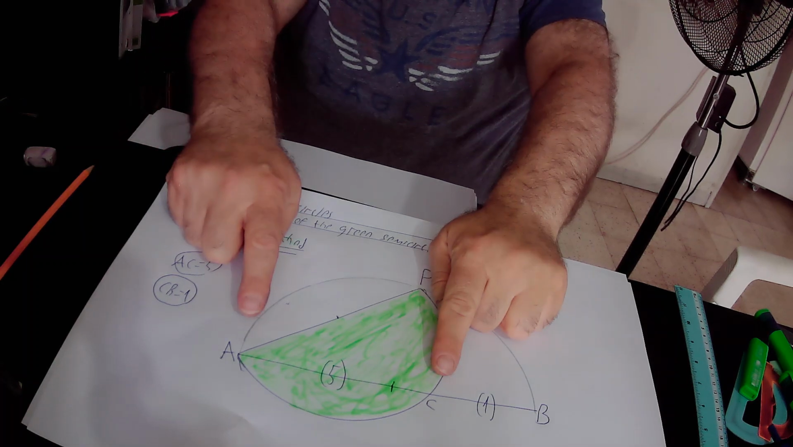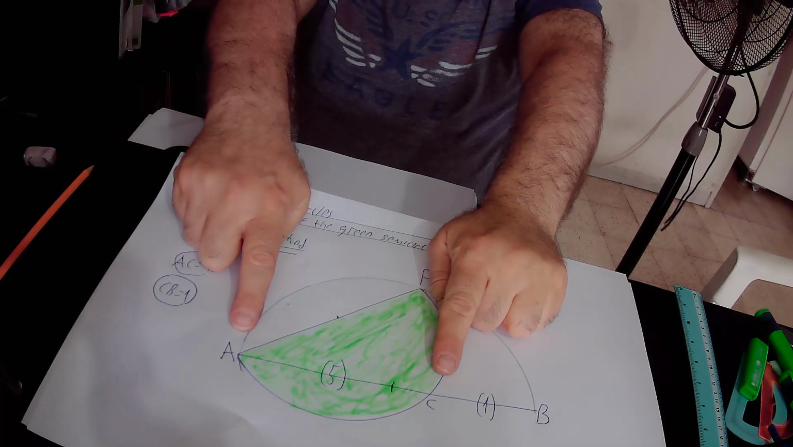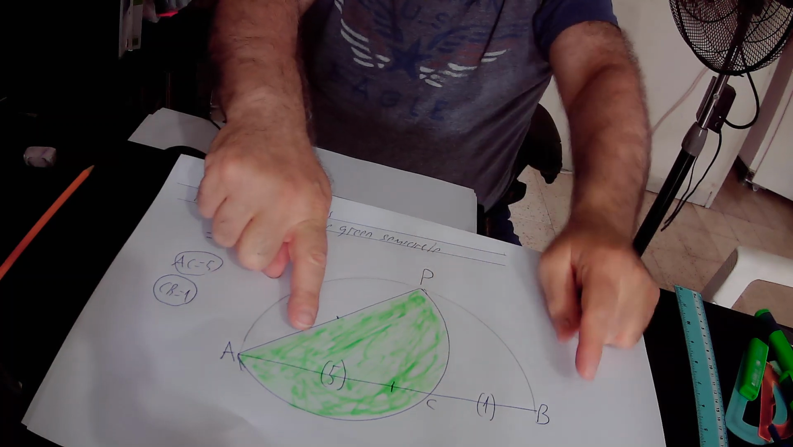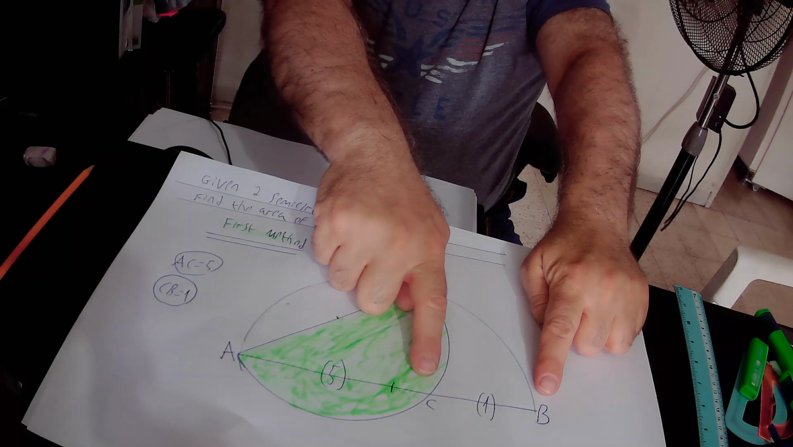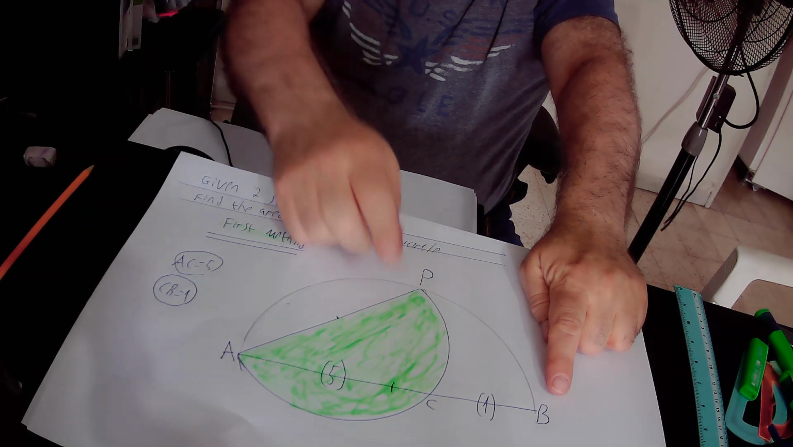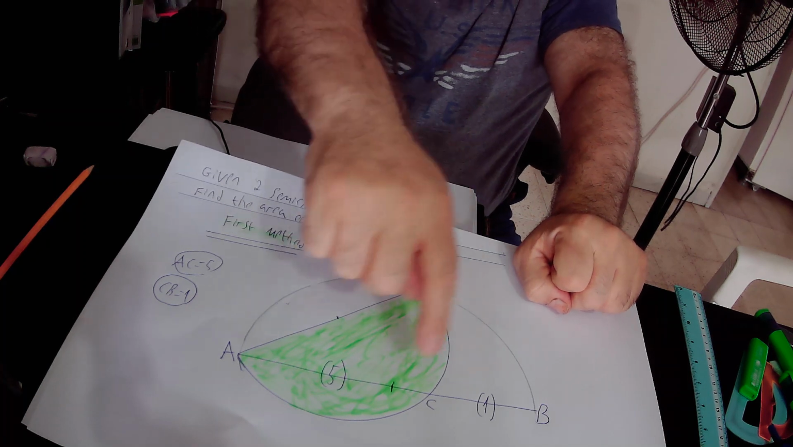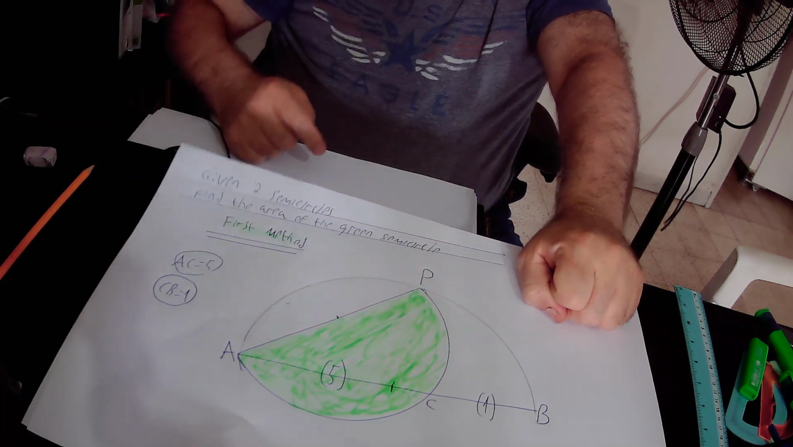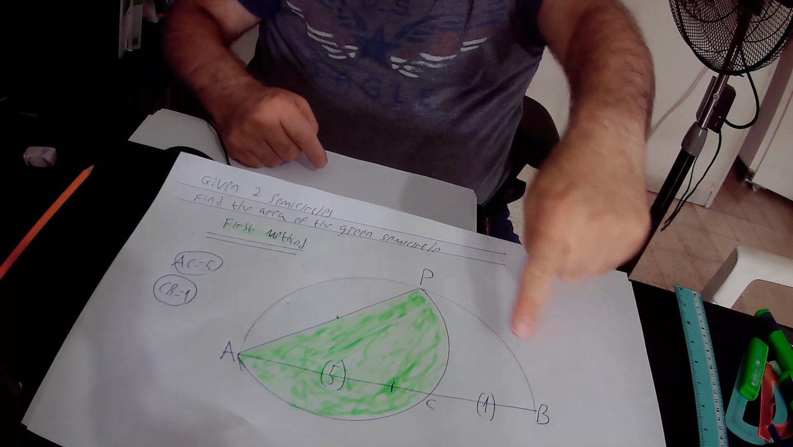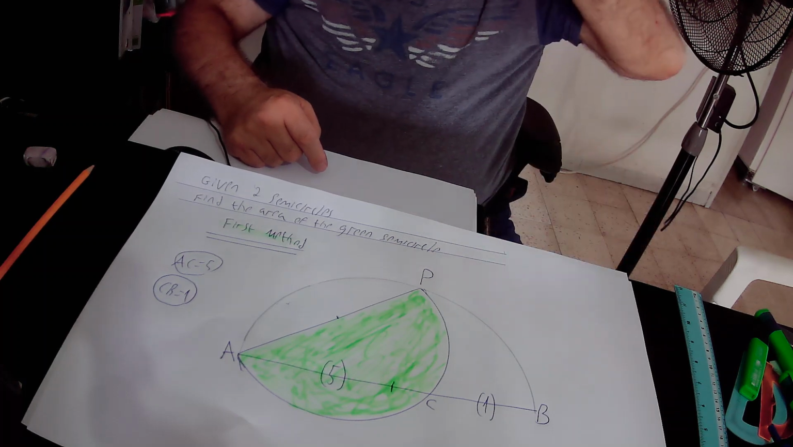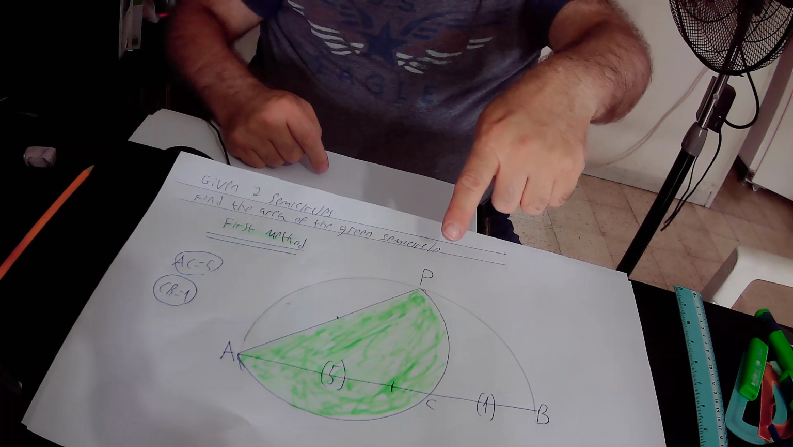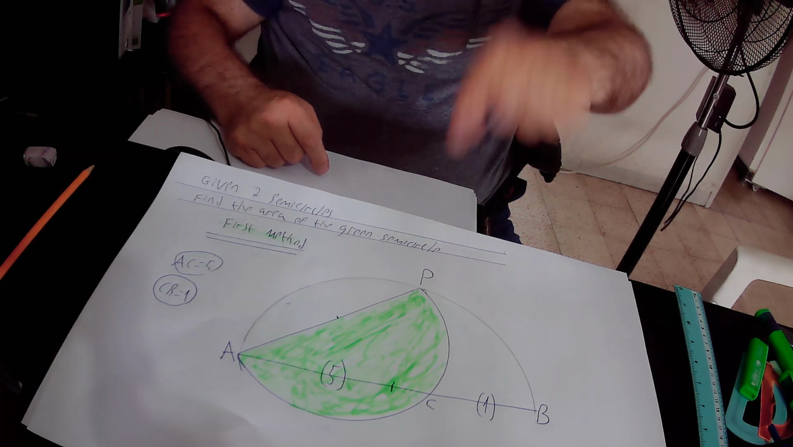You know that AC equals 5 units in its length. CB equals 1 unit in its length. Repeat again, our mission is to find out the area of this green semicircle. So in the first step, we join points B and P together by a straight line. At point P, the two semicircles are tangent to each other.